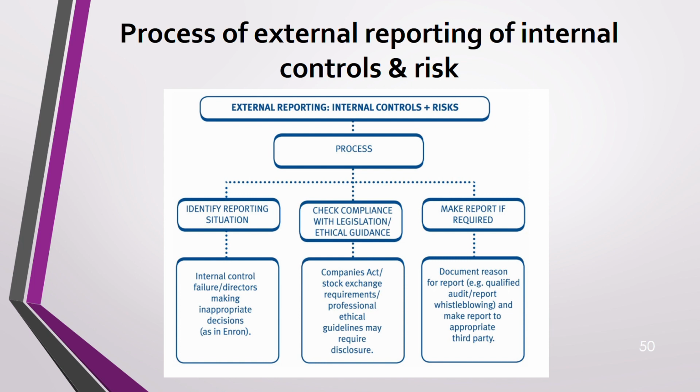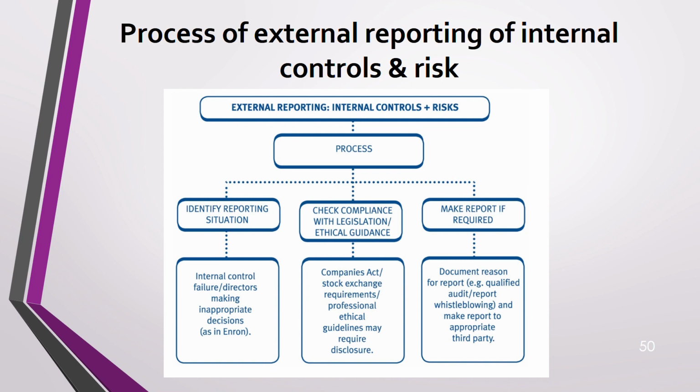Internal control failure, directors making inappropriate decisions, like Enron. If there is an internal control failure, directors are making inappropriate decisions, you have to report it. It's a reporting situation. You have to report if internal controls are failing, directors are not acting appropriately. Check compliance. See where internal controls are working perfectly, directors are working perfectly, you don't have to report. Reporting situation does not require. Here you require. Checking compliance, like are you complying with the stock exchange, companies act, your professional ethical guidelines say you have to disclose, then yes.